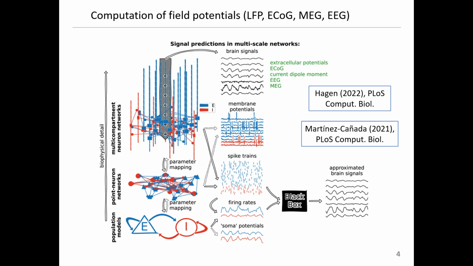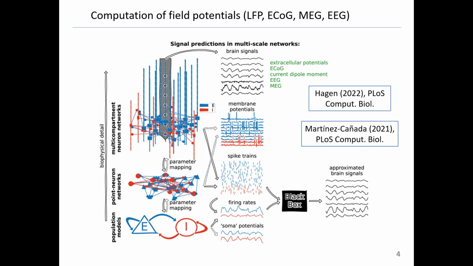Cortical circuit models may account for different levels of detail, ranging from biophysically detailed multi-compartment neural networks, top level, simplified spiking point neural networks, middle level, and population type models accounting for population average activity, bottom level. The different levels may at times be bridged with appropriate mapping of parameters.